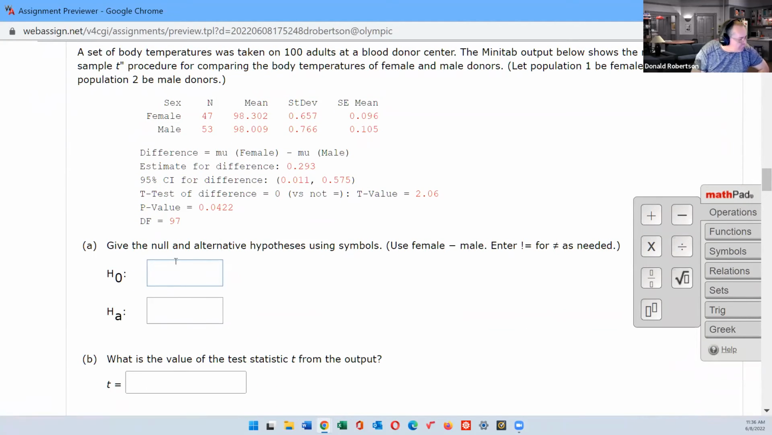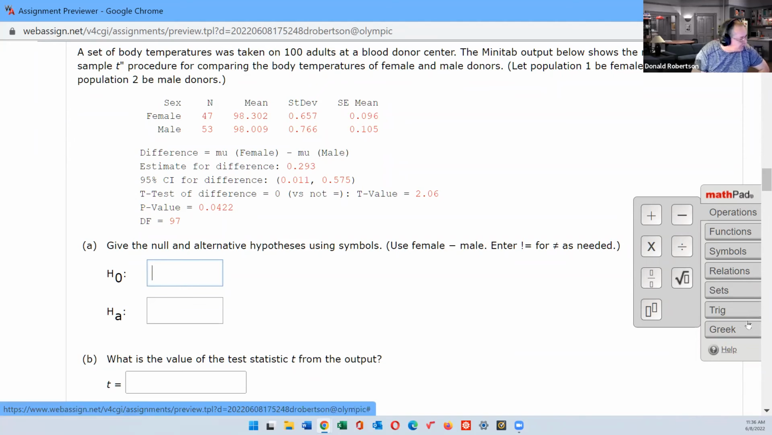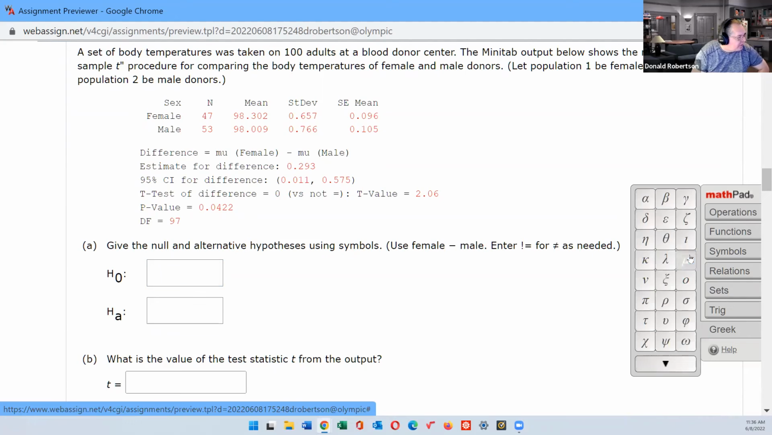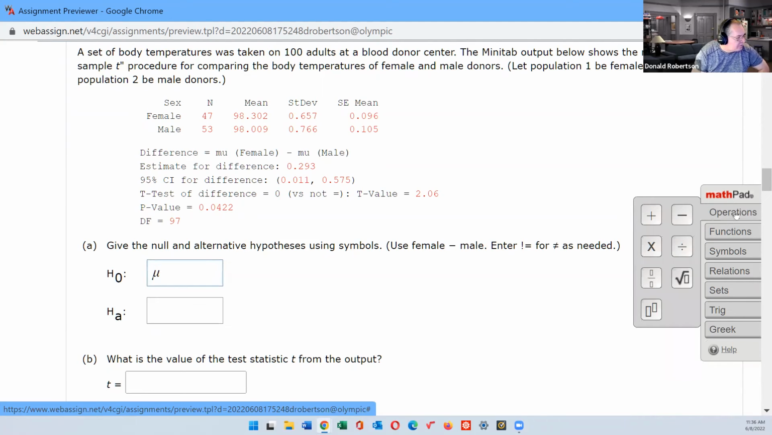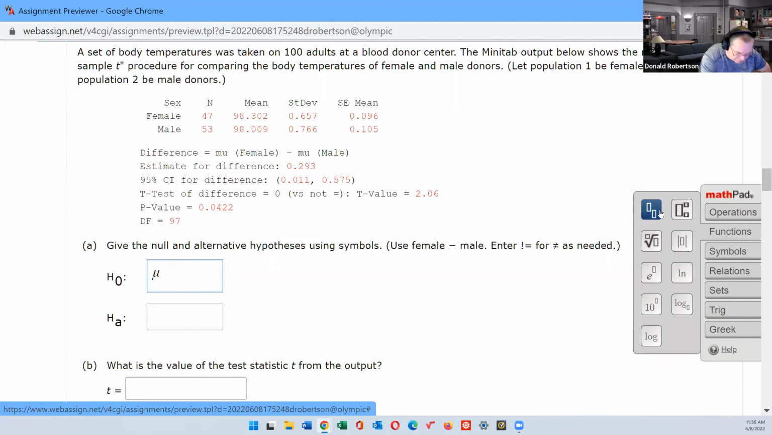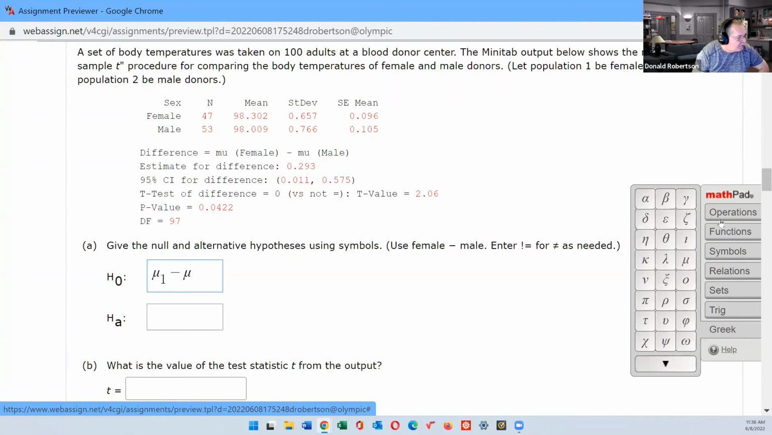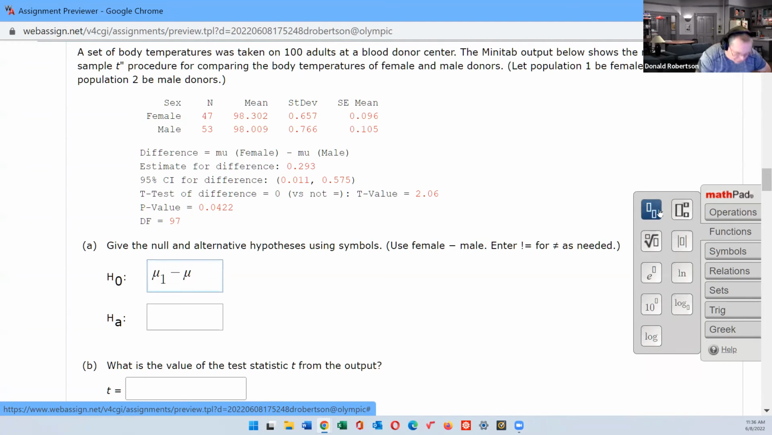I need to put in mu1 take away mu2 is 0. That's the standard null hypothesis that everybody is going to get. There's mu, subscript 1, take away mu, subscript 2, equals 0. So the null hypothesis is saying there's no difference between men and women, right? The difference is 0. They're the same.